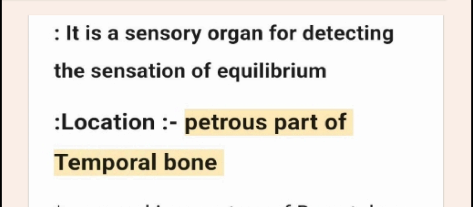Simple. Okay, then its location is the petrous part of the temporal bone. I hope you are aware of the petrous part of the temporal bone. If you see the interior of the base of the skull, you will find the petrous part of the temporal bone that is separating the middle cranial fossa from the posterior cranial fossa. I hope you can imagine that point. The petrous part of the temporal bone is the location of the vestibular apparatus.